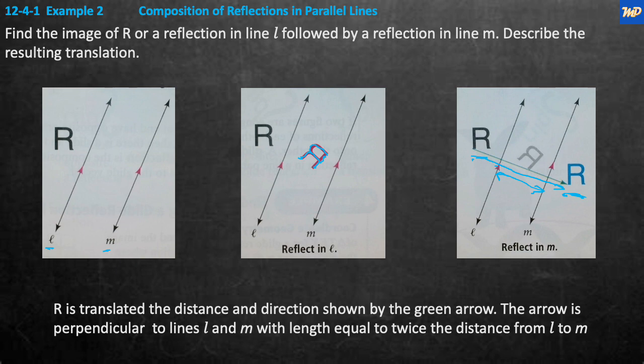But of course, R has to end up, when the first flip, it has to be between the lines. When you flip it across the first line, it has to still be between the two lines. Okay, now next we're going to look at the crossed lines.